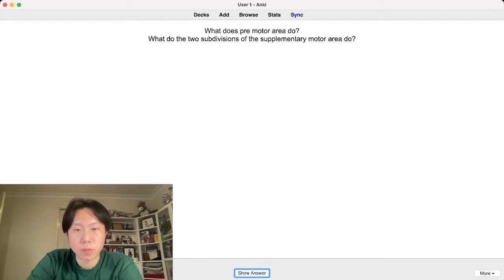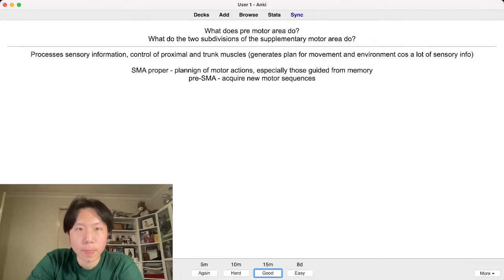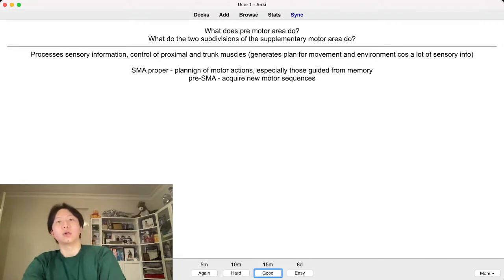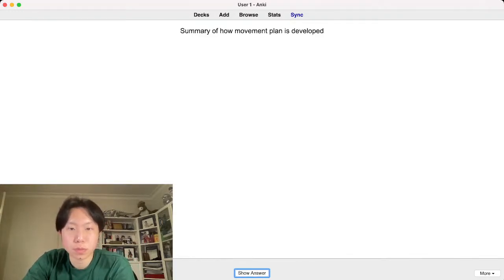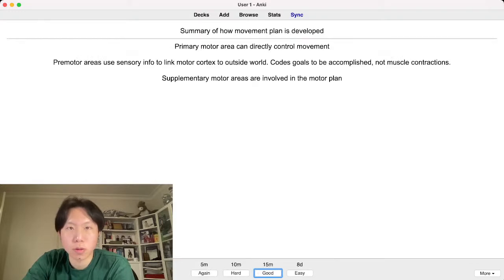The pre one plans. I don't know. New motor sequences, plan, process. Premotor processes. One at the back plans, and the one in the front learns. Movement plan. Primary motor area, control movement. Premotor sense. Alright.